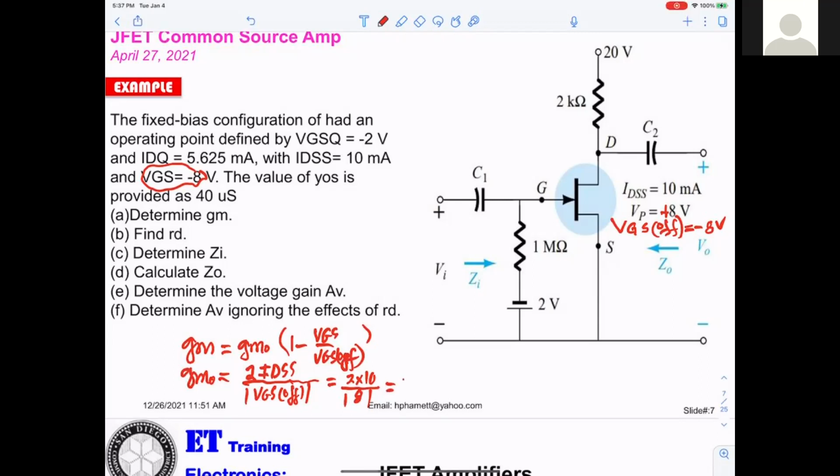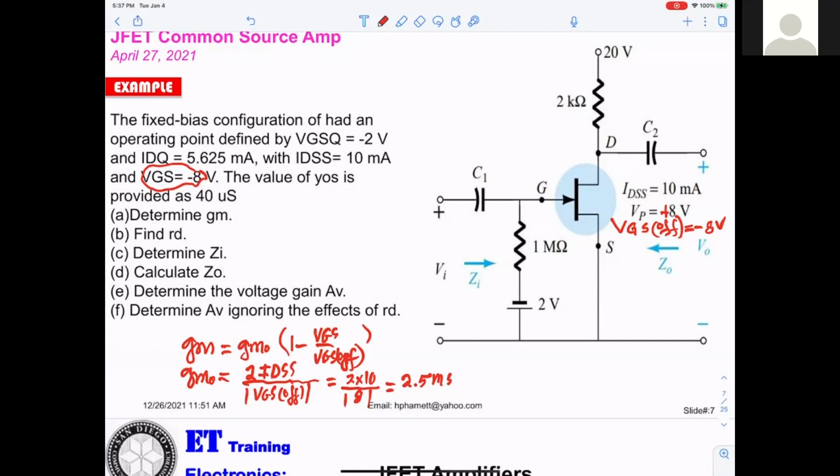What did somebody else out there get? 2.5 is correct. Yeah, I got 2.5 as well. 2 times 10 divided by 8. Is that 2.5 micro or something like that? Mr. Pham, you put milli. Is that micro or milli? Milli.